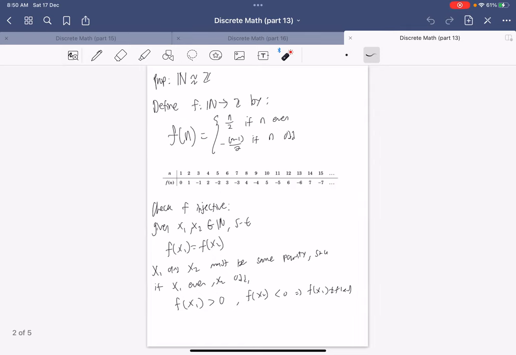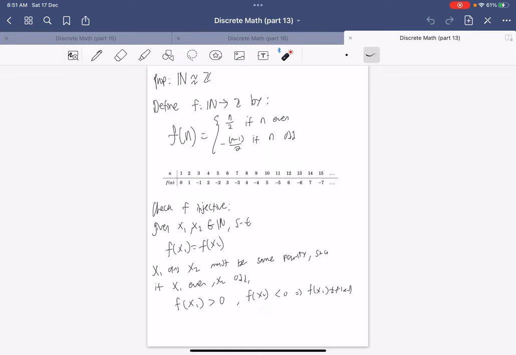So you can see 1 will be mapped to 0 first. And then continuing, all the even numbers will be mapped to a positive integer, and all the odd numbers will be mapped to a negative integer. It might seem counterintuitive, but it actually works out to be a bijection, and this proves by definition that N and Z are equinumerous in size.